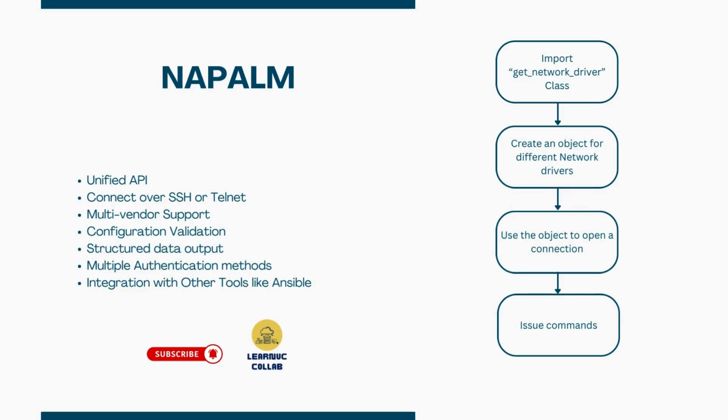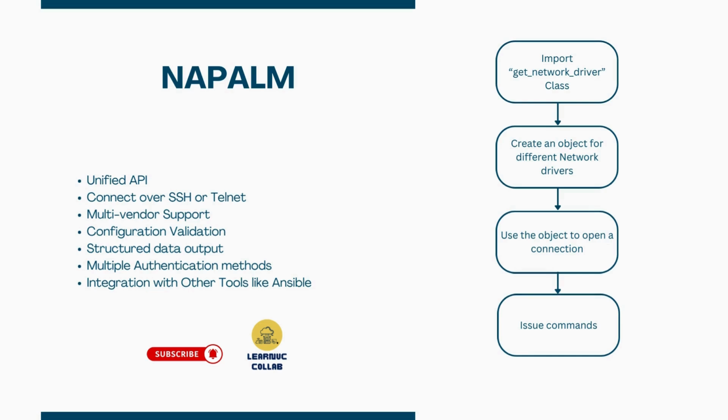Like NetMiko and Paramiko, NAPALM is also a Python library that implements a set of functions in order to interact with different network devices using a unified API. The keyword here is unified API. It means that the same functions can be run across network devices running different operating systems without making any changes to the syntax.